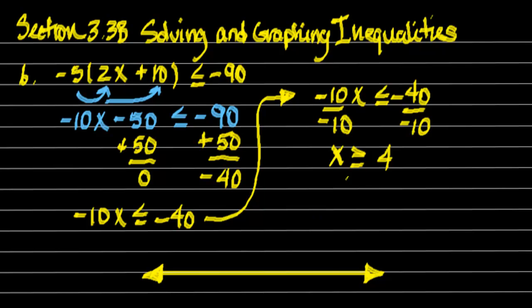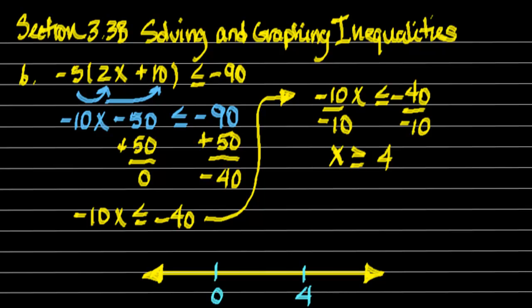So on problems number 7 and number 8, you're going to be dividing by a negative number, so you must switch the inequality. So now my final statement is x is greater than or equal to 4. 4 is to the right of 0, so let's put 0 first. Let's put 4 over here.